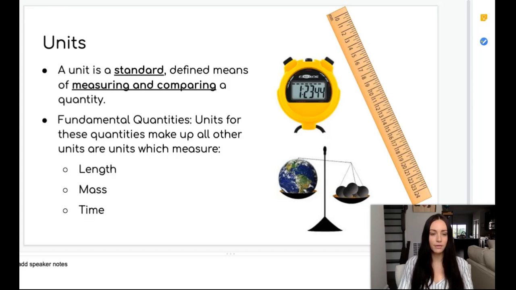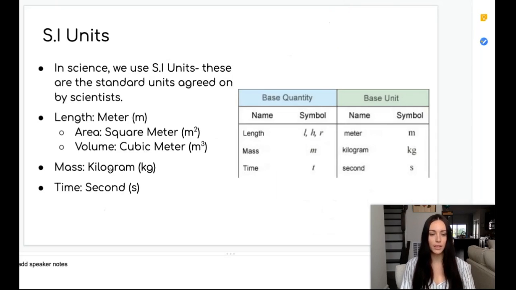Now, there are many different quantities that we can measure. We've even talked about a few here. However, there are three that are what we call the fundamental quantities. In science, these are the quantities which come together to make up many of the other quantities that we will need and utilize in science. For that reason, we're going to focus on these three today and learning about their units. These quantities are length, mass, and time.